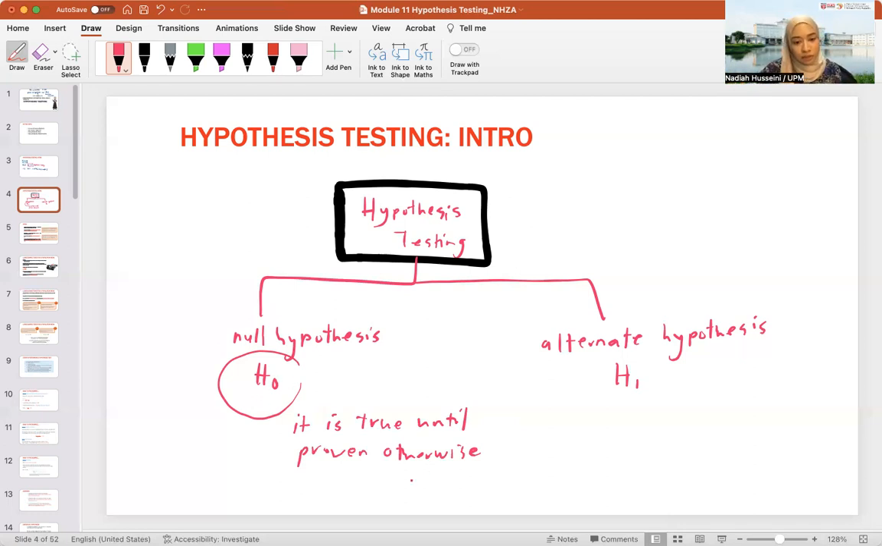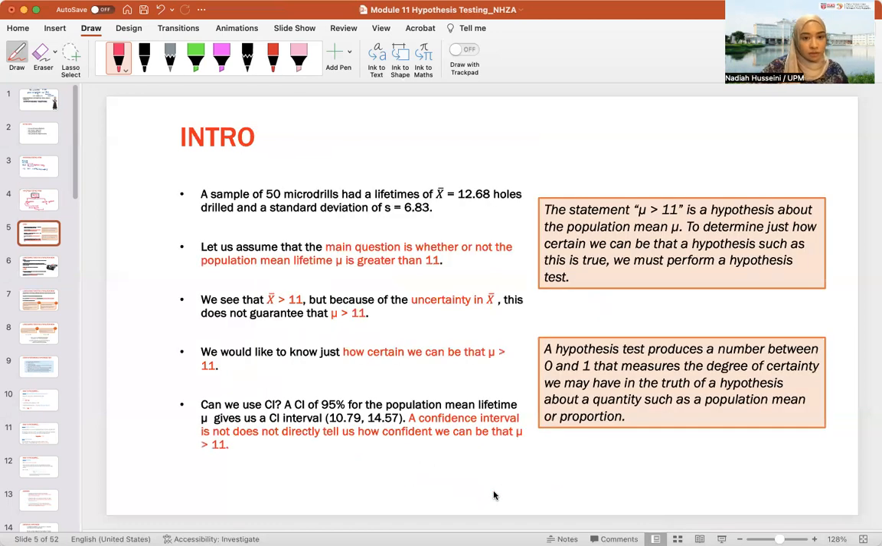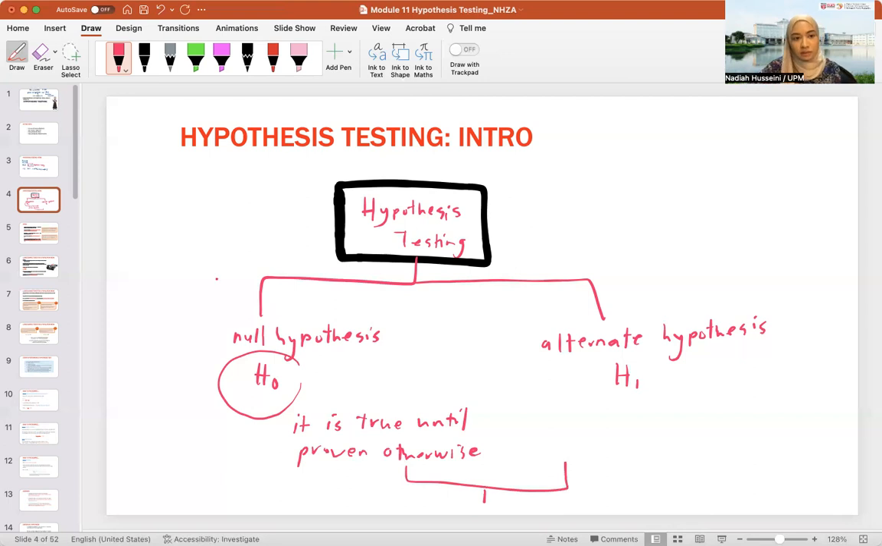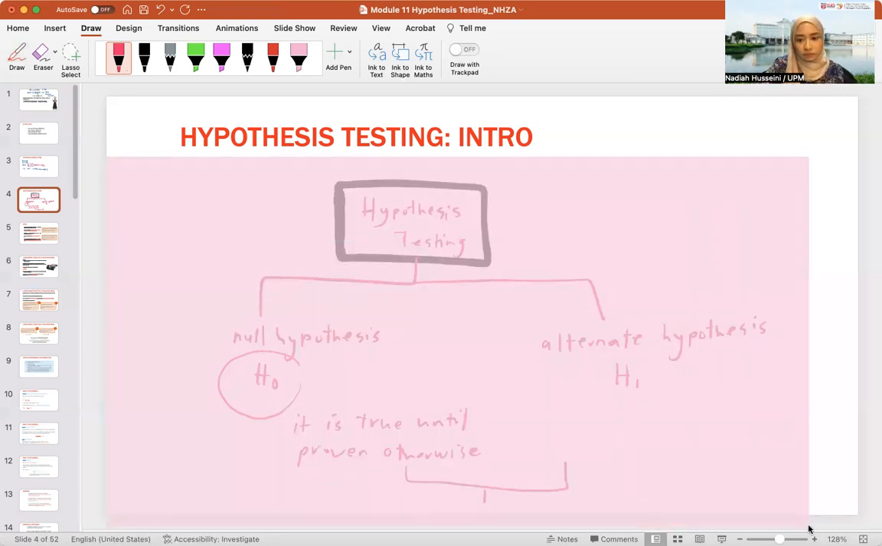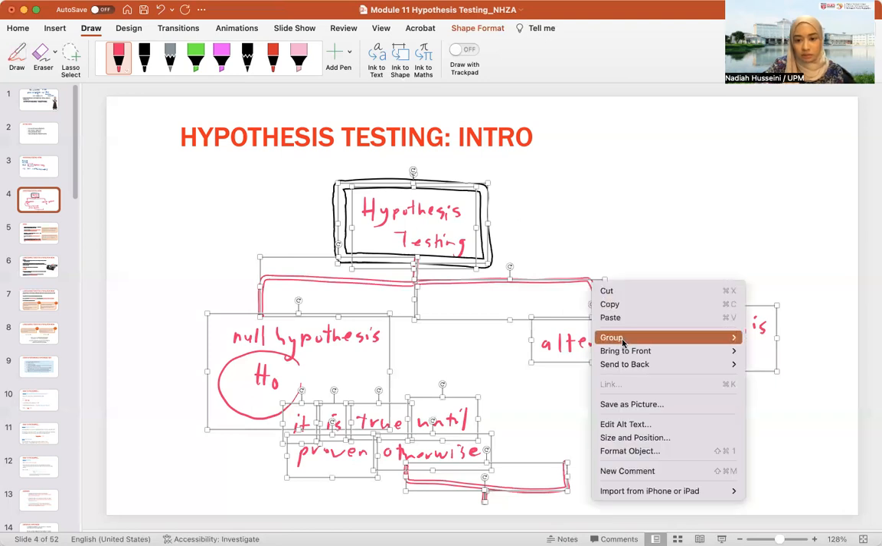I'm going to introduce you guys to another term. It's called the p-value. Don't worry, I'm just introducing terms. Later on, we're going to apply this in an example. I don't have space, so let me try to group this.